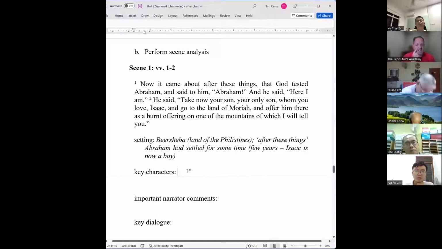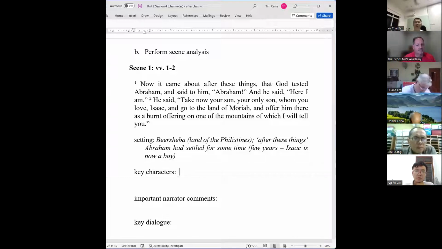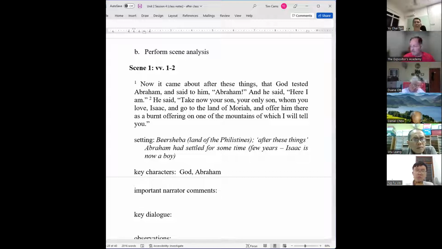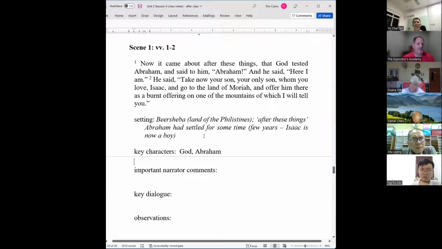Okay, now who are the key characters in this scene? God and Abraham. And that's it, right? Again, Sarah's not mentioned here. There's nobody else in the scene, just God and Abraham. Now, are there any important comments from the narrator?